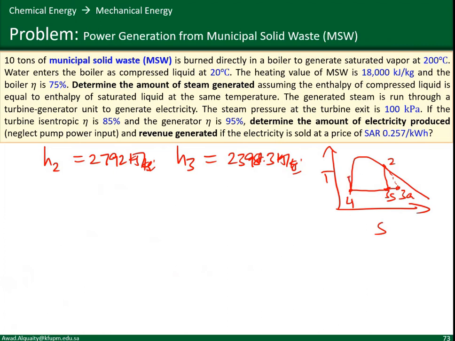4 to 1. We are not considering the 4 to 1 process, but the 1 to 2 process is considered in the boiler. 2 to 3 is the expansion part. Okay, we're not even looking at heat rejection. So now we have S2 and S3. You can calculate the work output from the turbine, which is the net work output because we are neglecting the work input in the pump.